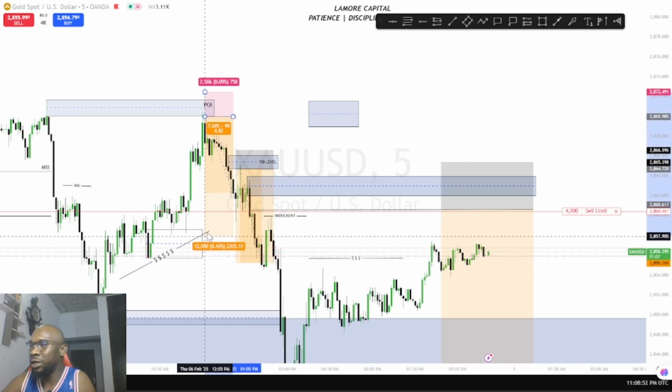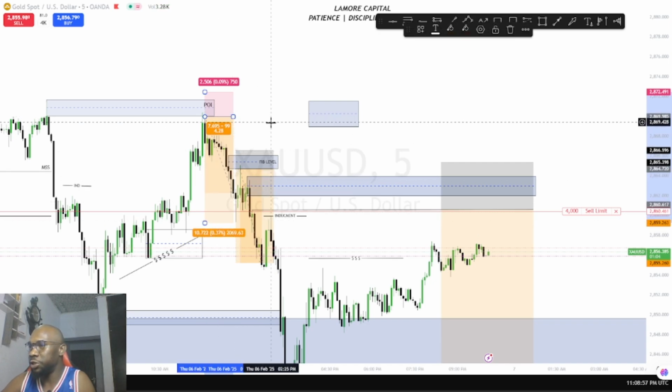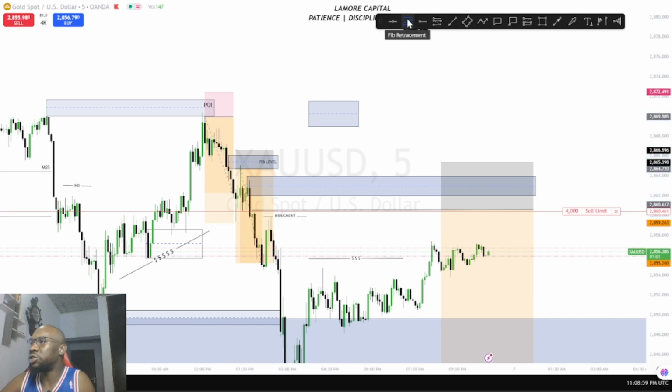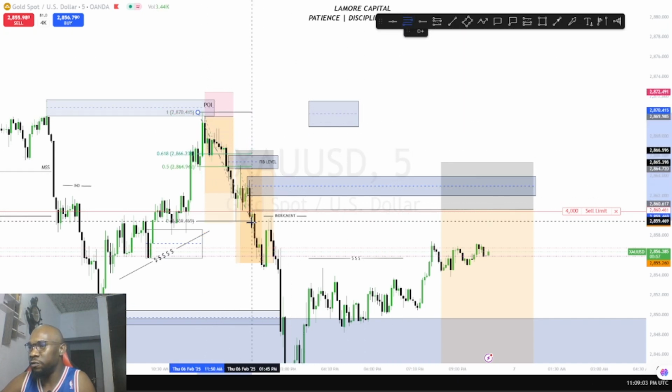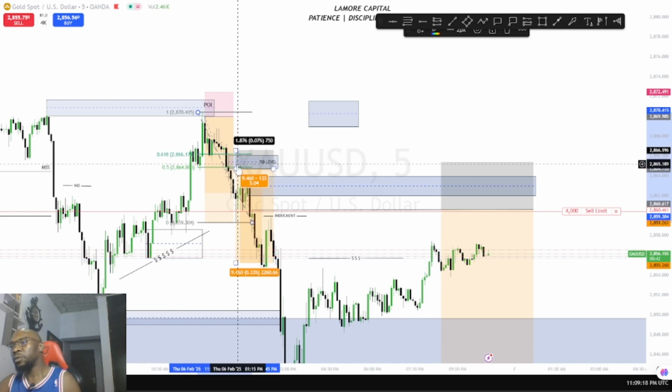So I took some profit at this particular region here, and I drew my Fibonacci retracement tool here. I drew my fib level. Can you see my fib level? And I anticipated that the market is going to come into my 0.5 level and the 0.618 level.